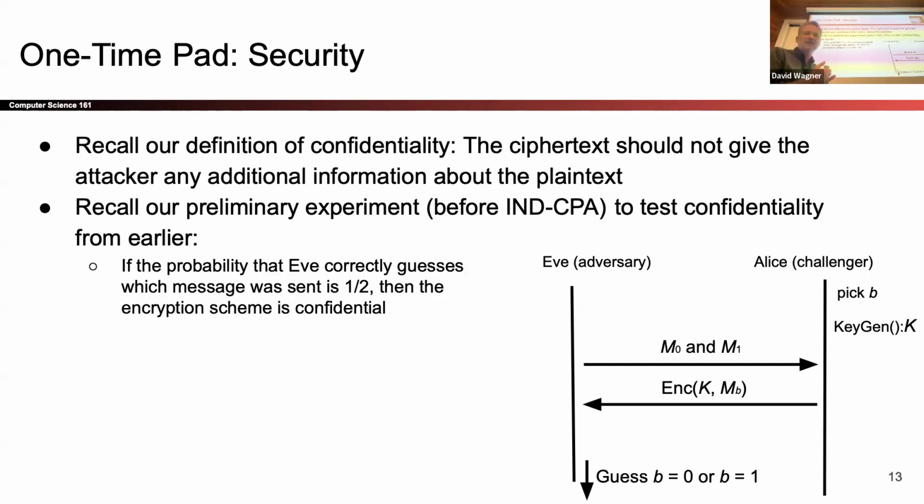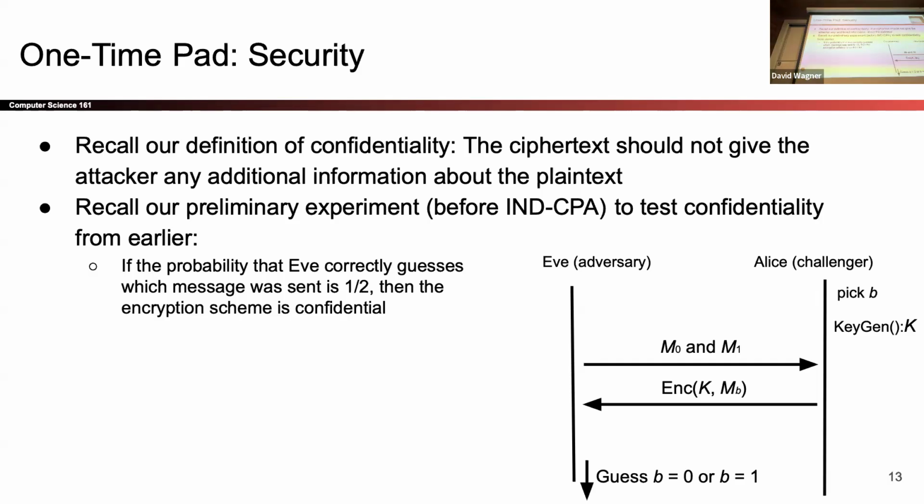So let's look at this security game and figure out whether or not Eve can gain any information about the message from the ciphertext. Or in other words, whether Eve can win this game, can guess which of two messages was encrypted based on the ciphertext.